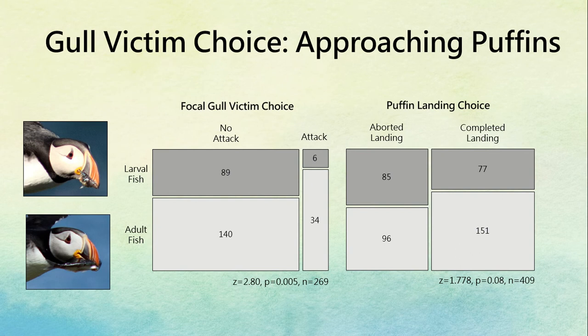This graph is a little bit misleading because it's essentially not fully representing my models, because my models also take into account individual gull ID. So it would look a little bit different, but mosaic plots are simple and hard to incorporate generalized linear mixed models into. So basically, based on this, puffins do not abort their landings any more often than expected when they held adult fish as compared to larval fish.